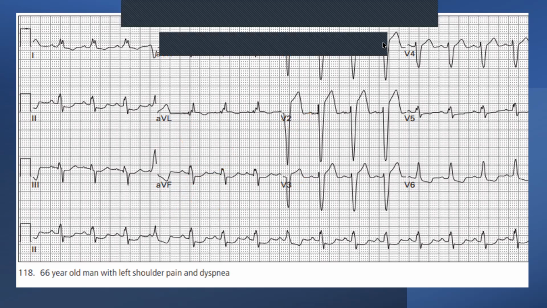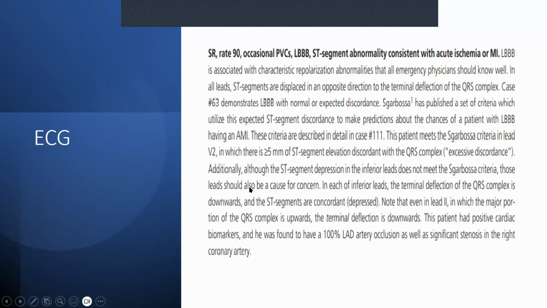Now, discordancy and concordancy is quite an easy topic to grasp once you understand it. But we're going to get into why it's so important with left bundle branch blocks. So Dr. Sgarbossa, one of the most amazing cardiologists the world has ever seen. She's Italian. She's written so many books, so many papers. But this was probably her biggest commonly used criteria that she gave to the world. She published a set of criteria which utilized the expected ST discordance to make predictions about the chances of a patient with left bundle branch block having an acute myocardial infarction.